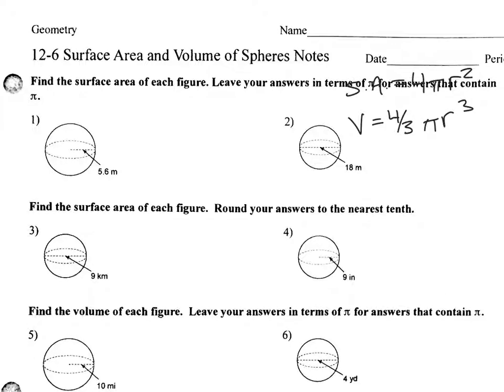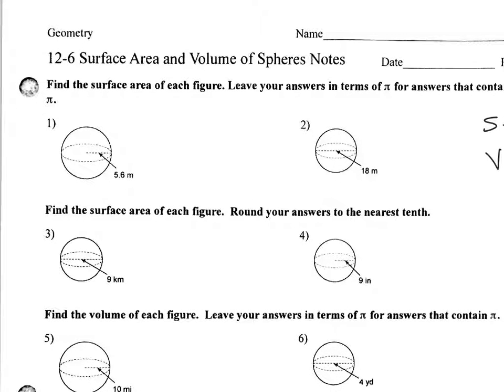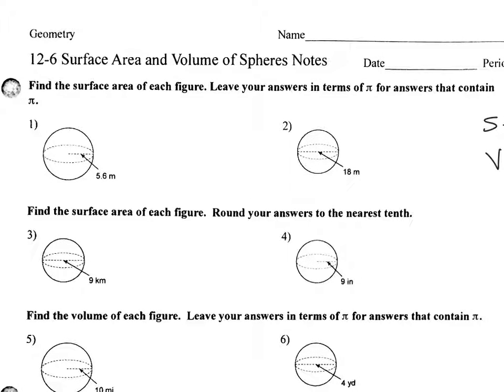All right, so the first ones here say find the surface area of each figure. I'll slide these over to the side. Leave your answers in terms of pi for answers that contain pi. In other words, it wants an exact answer. So we've done these before. Right here, this is our radius. I'm going to use the surface area formula, which is 4 pi r, which is 5.6 squared. I'm just going to leave pi in the answer, and that's the reason it doesn't say exact here, because we do have a decimal involved.